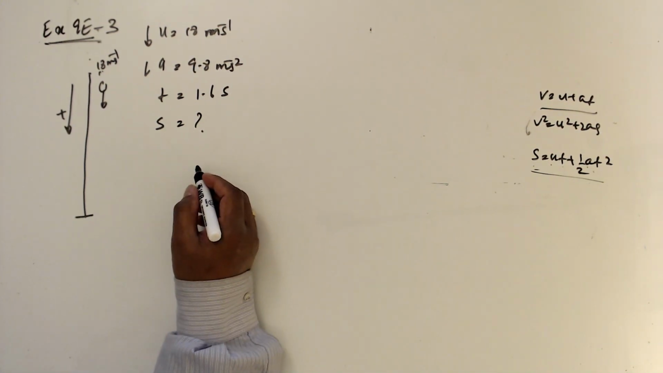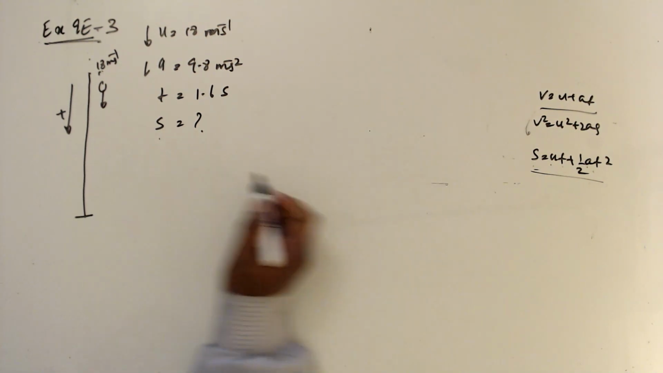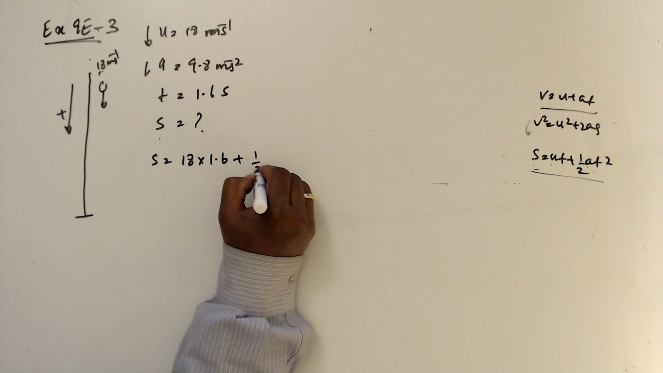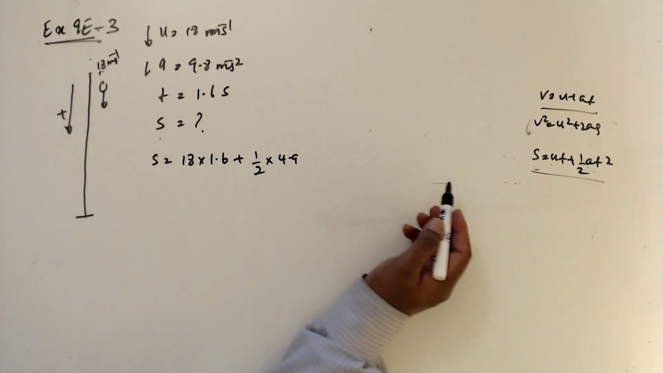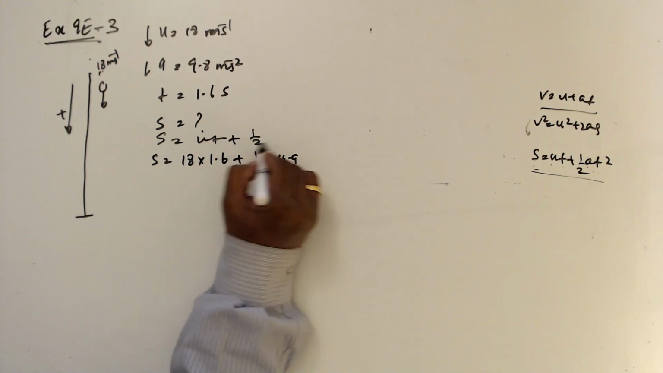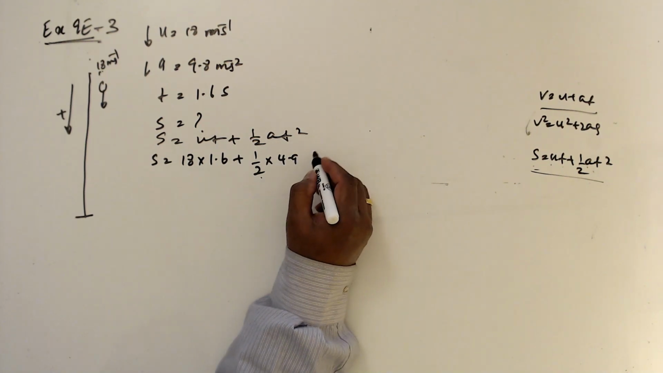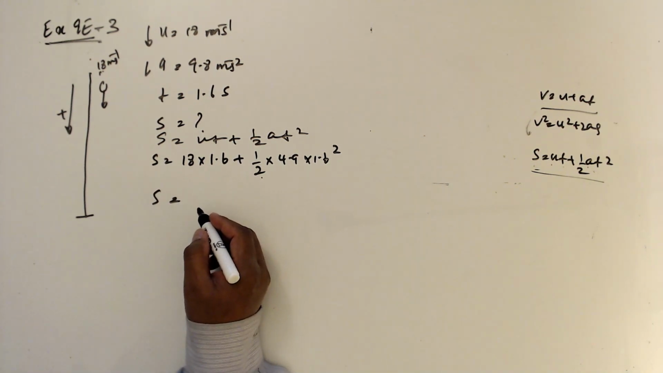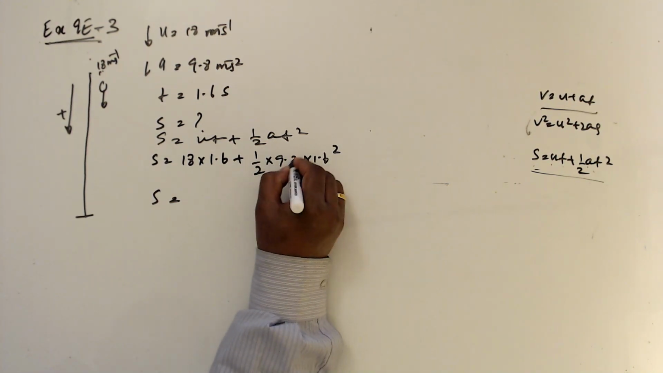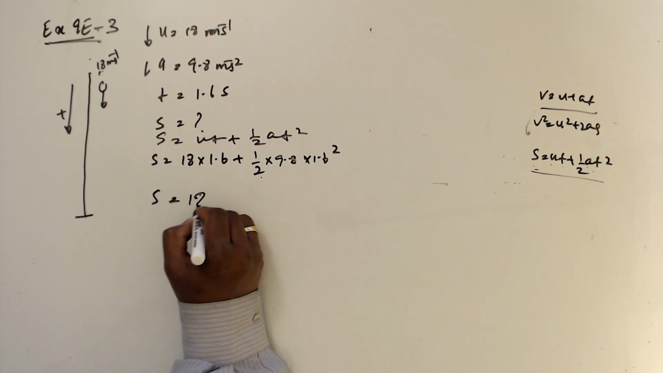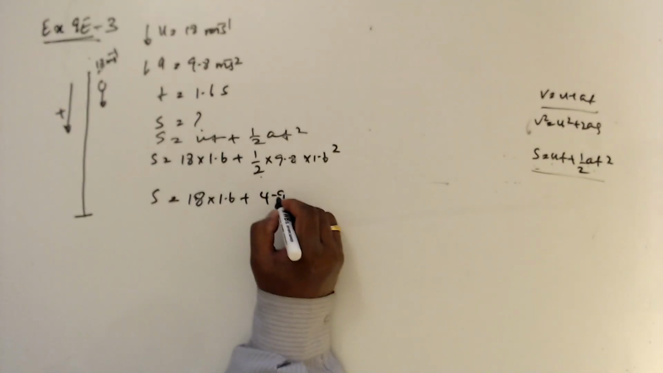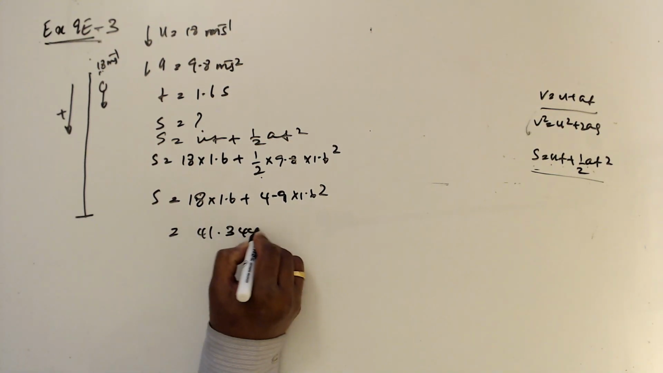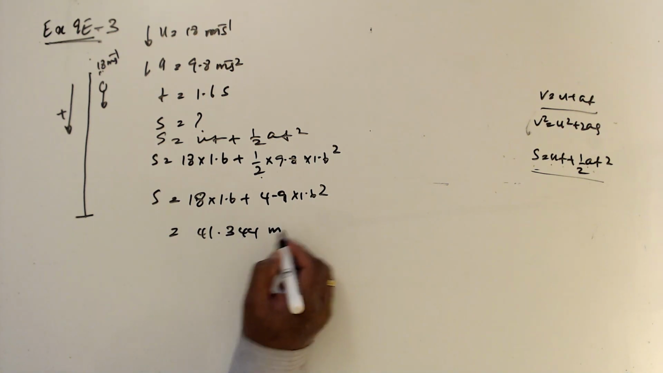So again s equals ut plus half at squared, all the figures align. So s equals u, which is 18, times t, which is 1.6, plus half times 9.8, which is 4.9, times 1.6 squared. So that is 18 times 1.6 plus 4.9 times 1.6 squared. So that is 41.344 meters.